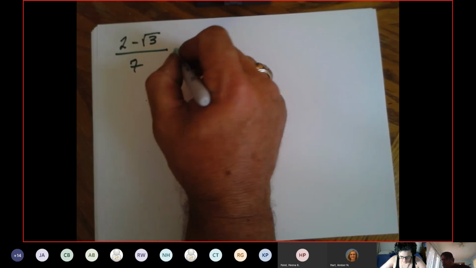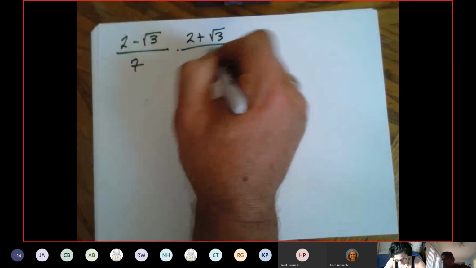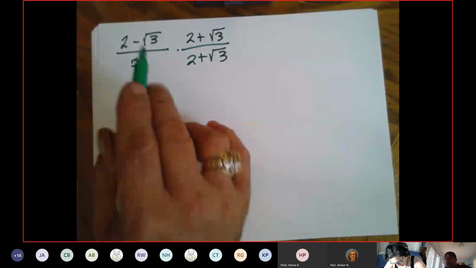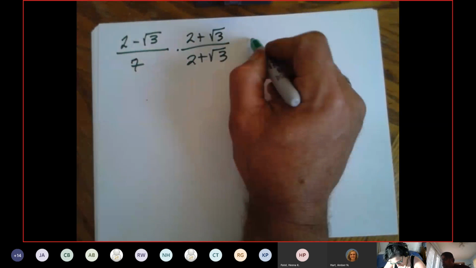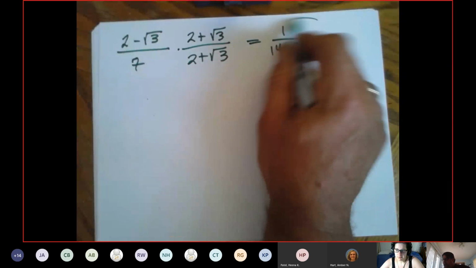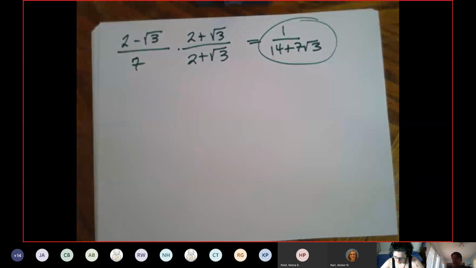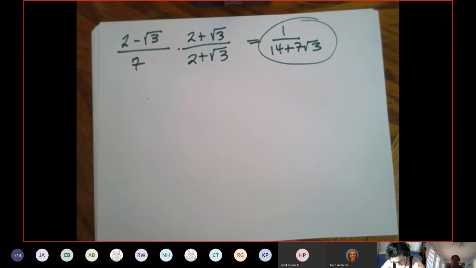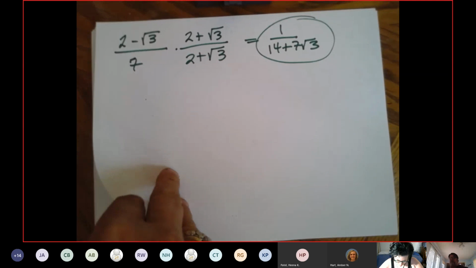So I would multiply by 2 plus the square root of 3 over 2 plus the square root of 3. And that would give me 4 minus 3, which is 1, over 14 plus 7 square root of 3. Y'all check my shortcut in the top, though. I think that'd be right. 4 minus 3, somebody check me. So you can rationalize the numerator, and that's just for later. You should be able to do that. If you can rationalize the denominator, you should be able to rationalize the numerator. Although you don't do it as much as you do with the denominator.